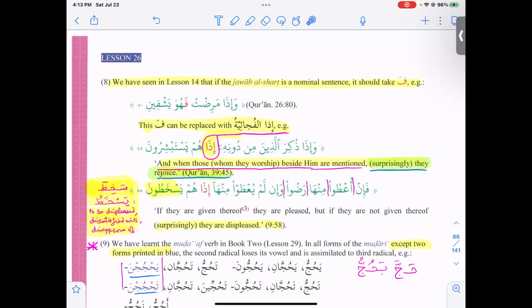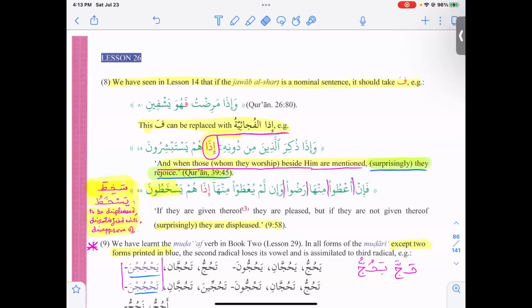Yaskhatuna. So I read it now. If they are given thereof, they are pleased. But if they are not given thereof, surprisingly, they are displeased. Iza is a surprise.